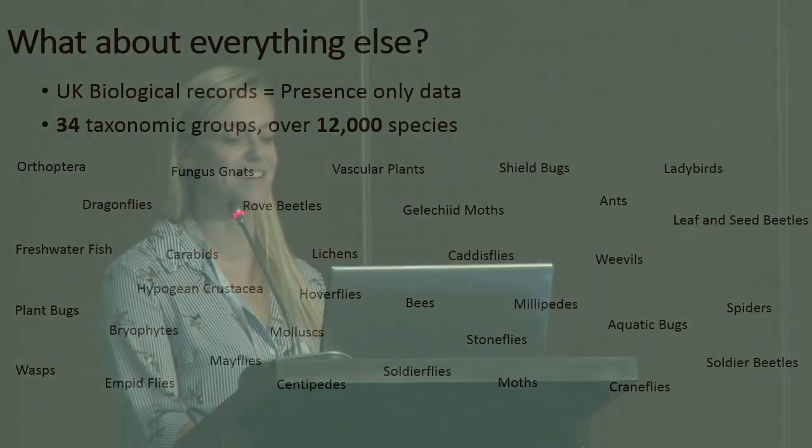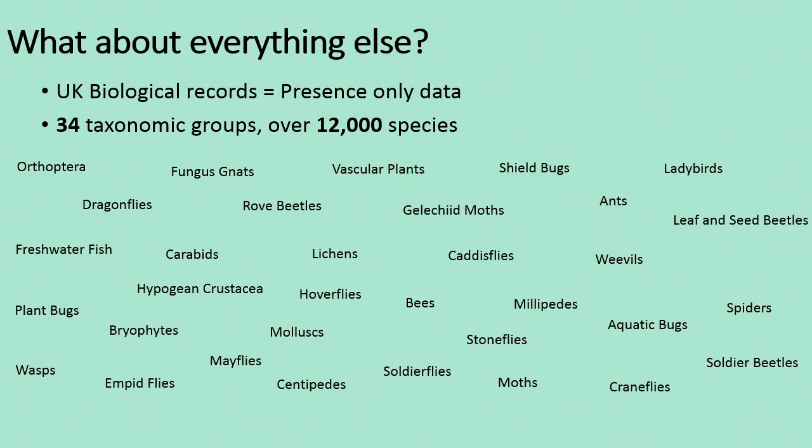To do this, I've used UK biological records data, which are presence-only data, usually collected by volunteers as part of a recording scheme or society. And I've done this for 34 taxonomic groups and over 12,000 species. So I've included groups such as vascular plants, lichens and bryophytes, various bugs and beetles, numerous flies, and loads of other creepy crawly things such as spiders, centipedes, and fungus gnats. Who doesn't love a fungus gnat?